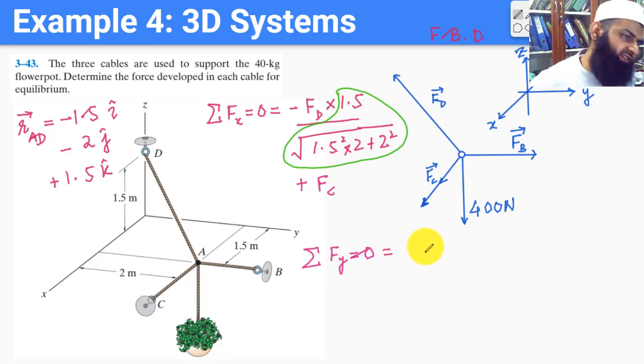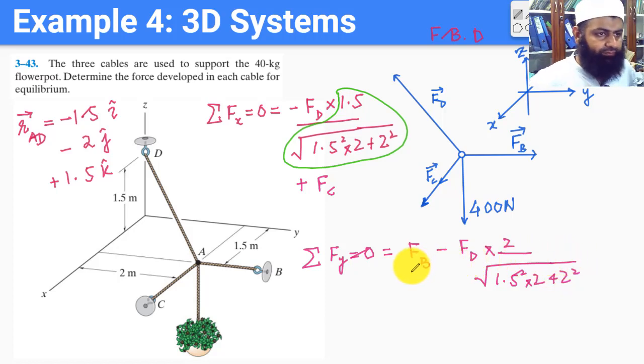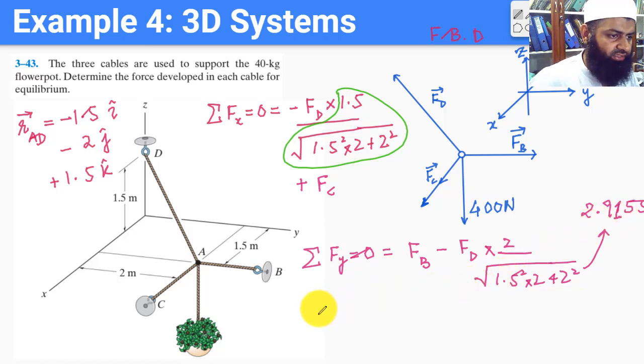What are the forces along the y axis? We have this force Fb, and the y component of this force Ft, which is going to be equal to minus Fd times 2 divided by square root of 1.5 squared plus 2 times 2 plus 2 squared. And so this number comes out to be 2.9155. Okay, so this is basically the length of this rope from point A to D. Okay, so this is our second equation.